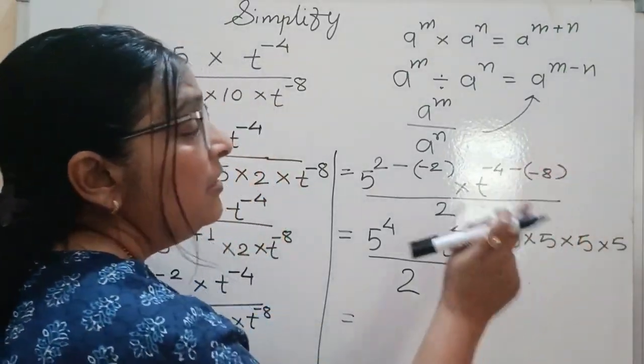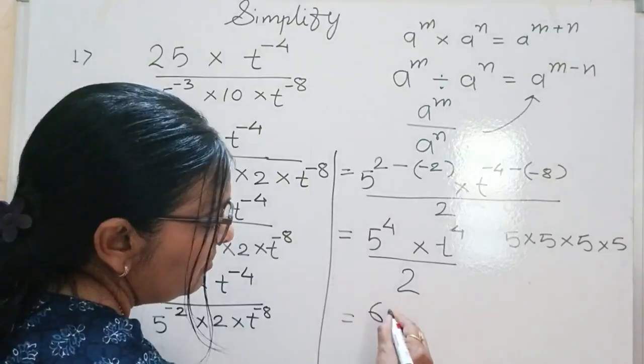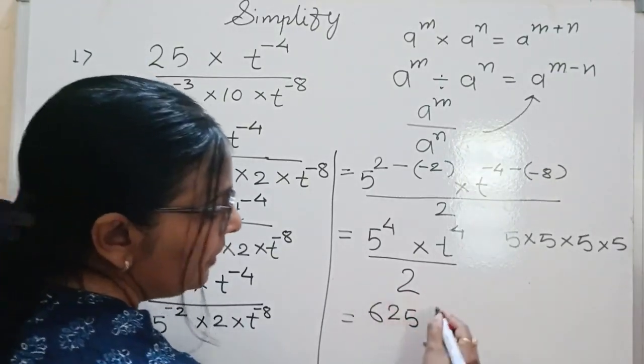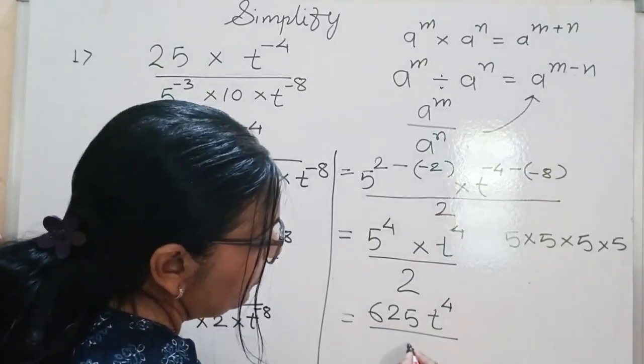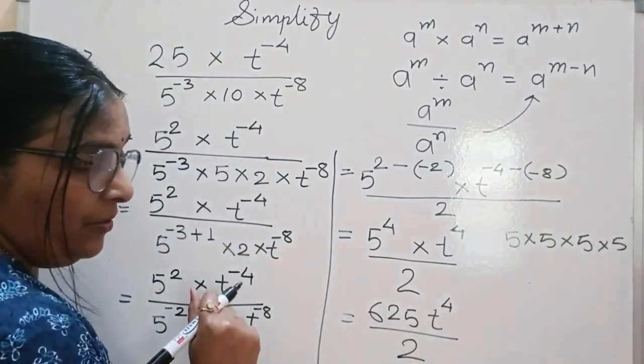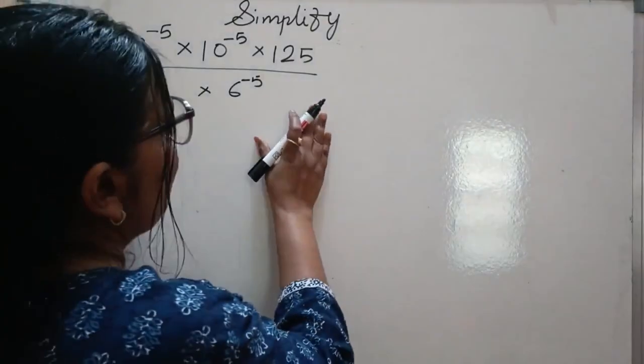125 5s are 625. So 5 raised to 4 means 625 into t raised to 4 and divided by 2. Okay, this is your answer. Now come to this sum.